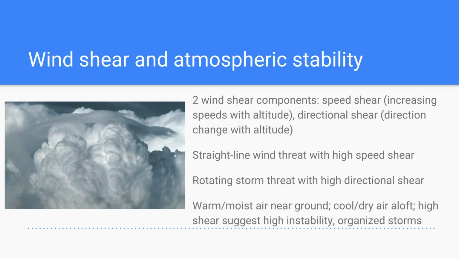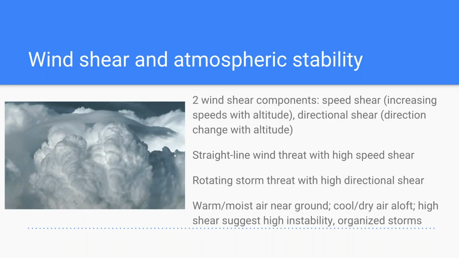A straight line wind threat is usually found with higher speed shear. That means that the wind near the ground is weaker than that of the wind aloft, and is generally out of one direction. If you have a strong westerly wind from the ground all the way up to 30,000 feet and speed shear is high, you're most likely looking at a damaging straight line wind threat, a bowing line of storms. The rotating storm threat becomes higher when you have higher directional shear.